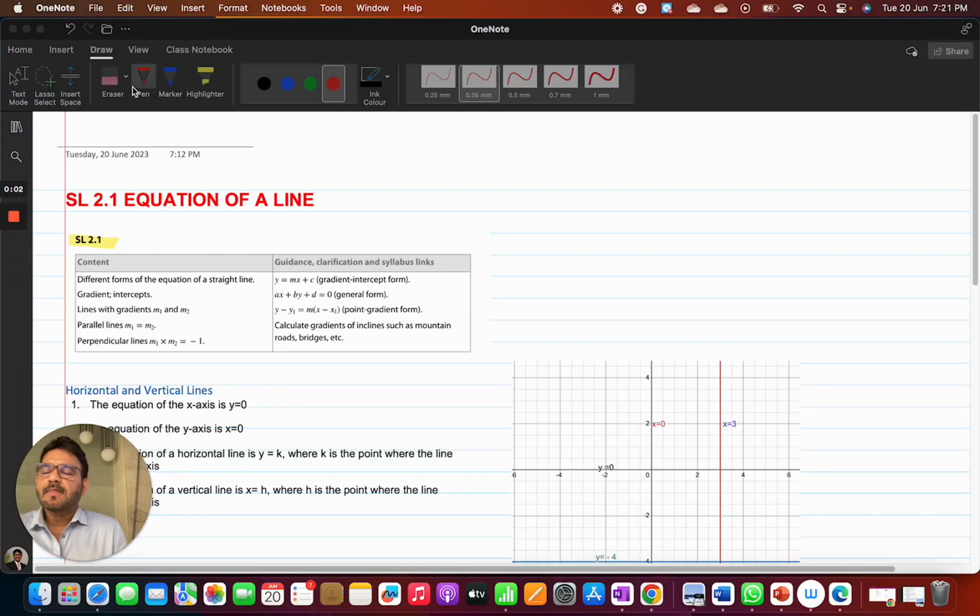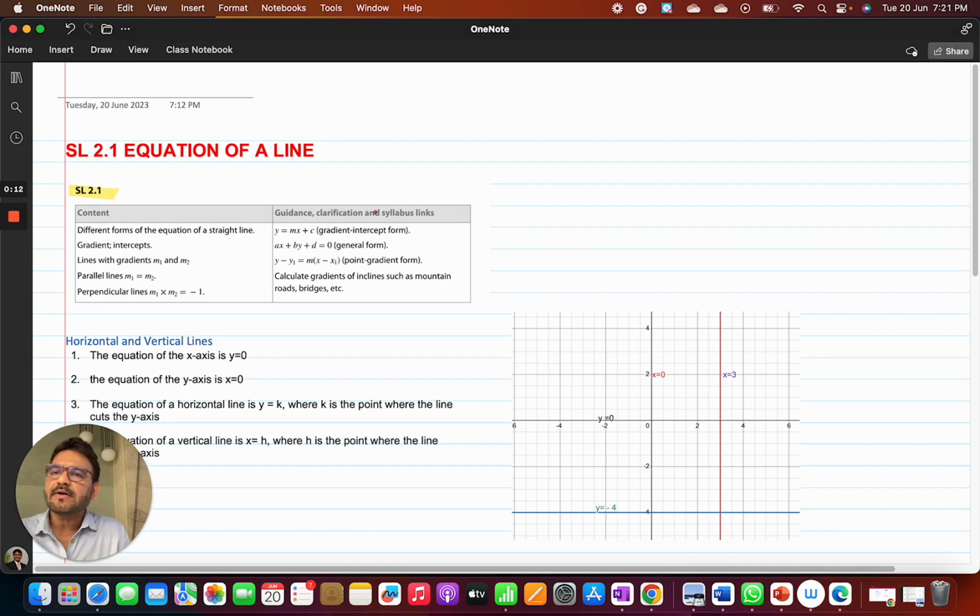Okay, so this is SL 2.1, equation of a line. Now this is a topic that you must have covered in your grade 9, 10 level, but yet it's better that we review it. The IB curriculum requires you to do all this. SL 2.1, different forms of equation of a straight line.